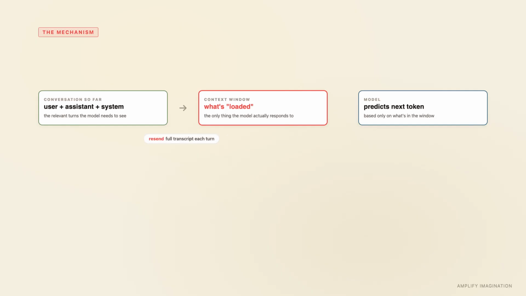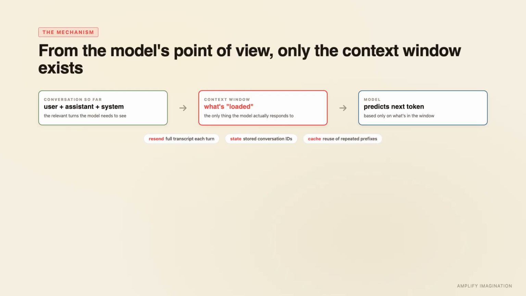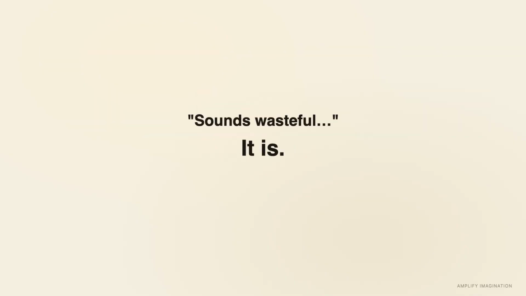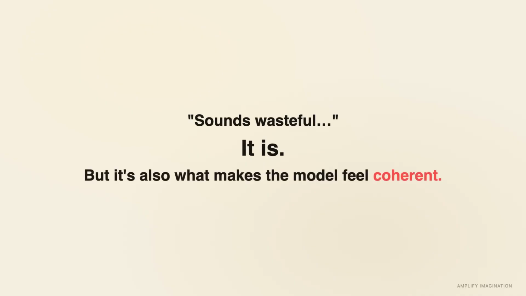Here's how it actually works. Each time you send a message, the model needs the relevant conversation so far inside its context. The product may resend it, reference stored conversation state, or use caching behind the scenes. But from the model's point of view, it can only respond to what is inside the context window right now. That sounds wasteful. It is, but it's also what makes the model feel coherent.